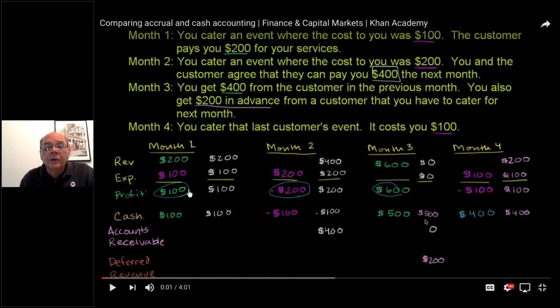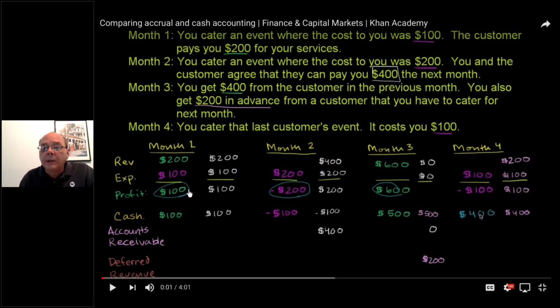So I got $600. I put it in the bank. It took my account from negative $100 to a positive $500. I got rid of the accounts receivable, and I now have a liability for $200, which brings us to month 4. In month 4, you cater that last event, the one the customer's already paid you for. So under cash basis accounting, there's no sale because no cash came in, but you spent $100 on food and payroll, so it looks like you lost money. And you can see your bank account went from 500 to 400.